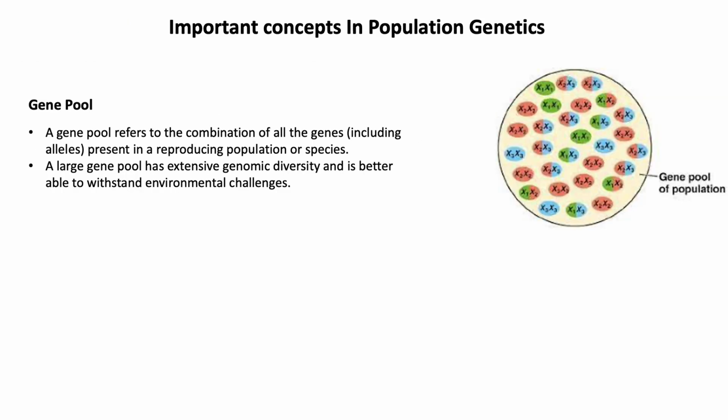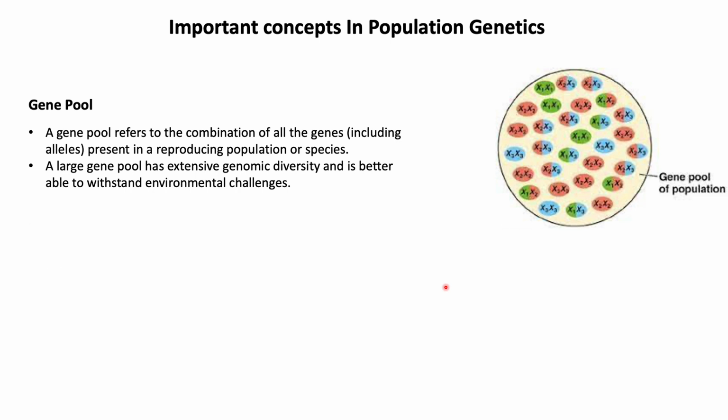The given question is about which conditions contribute to the stability of a gene pool. So what is a gene pool? A gene pool refers to the combination of all the genes, including a gene's different alleles present in a reproducing population or a species. A large gene pool has extensive genomic diversity and is better able to withstand changes in the environment. A simple example of a gene pool is the collection of all alleles of all genes present in frogs presenting different phenotypes in a pond ecosystem.